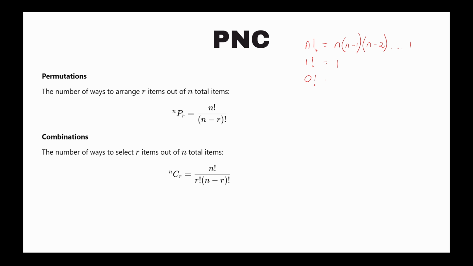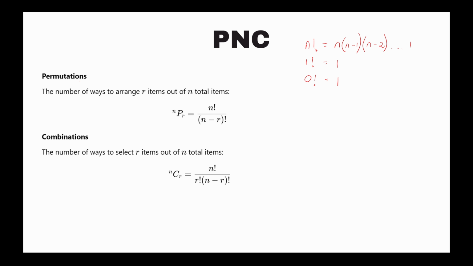And what would 0 factorial become? 0 factorial would also be 1. Now there is a very long proof of this which you do not need to remember, so you can just remember this thing: 0 factorial is equal to 1. Now let's get into our permutation and combinations.